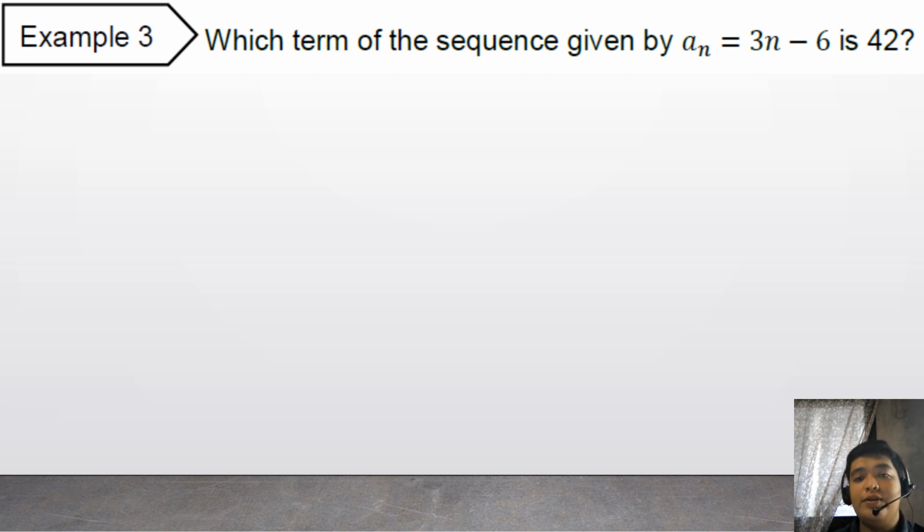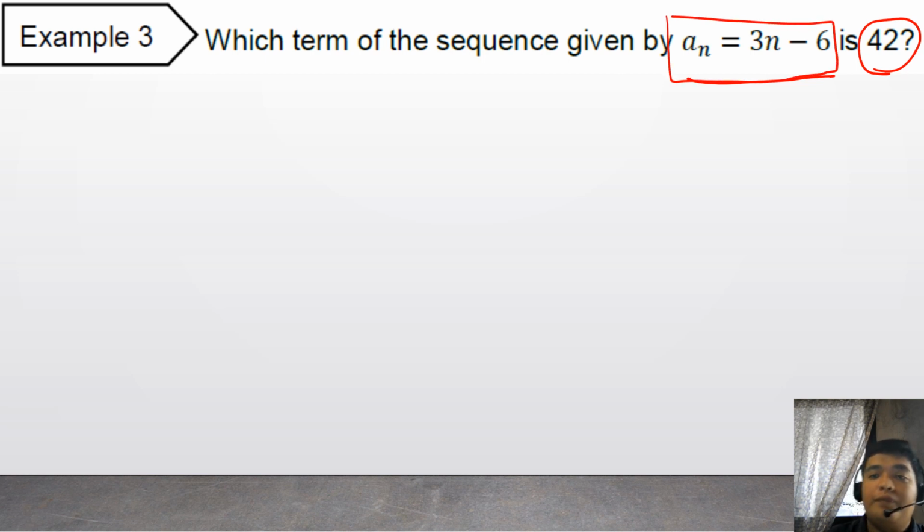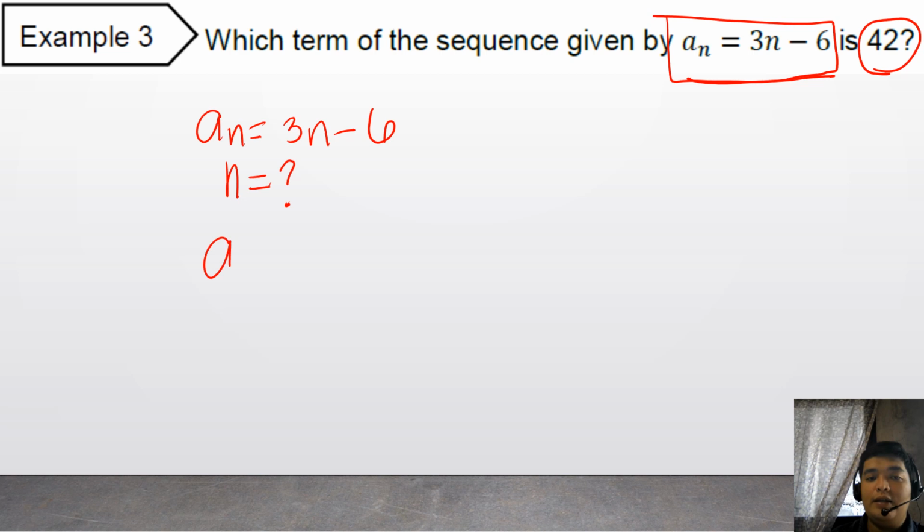Okay, so let's proceed now to our example 3. Which term of the sequence given by a sub n equals 3n minus 6 is 42? Meaning, which term in the sequence is 42? So a sub n is equal to 3n minus 6. We need to find our n, meaning which term. So our a sub n is 42, our last term.